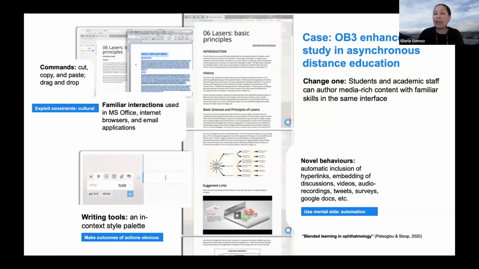Change 1: students and academic staff can author media-rich content with familiar skills in the same interface. We exploited cultural constraints and made the outcome of actions obvious for minimal technical training. Some features capitalized on familiar skills with Microsoft Office, internet browsing, or email applications. Other features were automated to serve as mental aids and speed up the workflow.